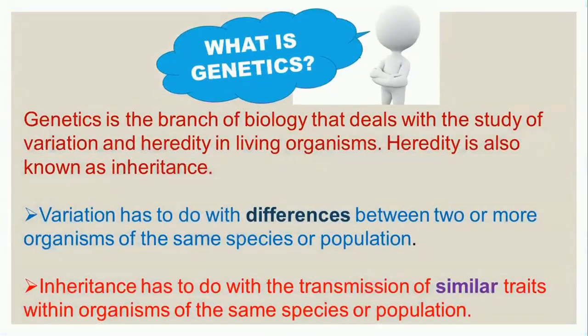What is genetics? Genetics is the branch of biology that deals with the study of variation and heredity in living organisms. Heredity is also known as inheritance. Variation has to do with the differences that exist between two or more organisms of the same species or population. Inheritance has to do with the transmission of similar traits within organisms of the same species or population. Now in Genetics 1, we studied variation. So in Genetics 2, we are going to be discussing inheritance.